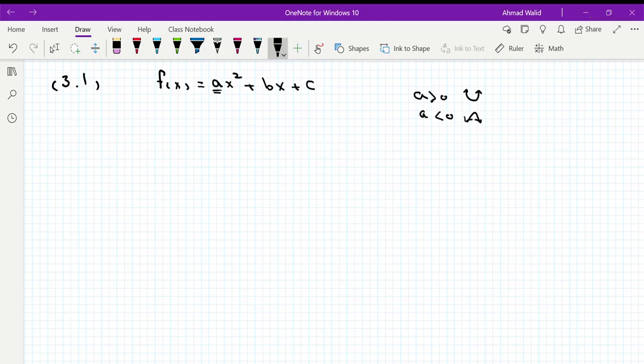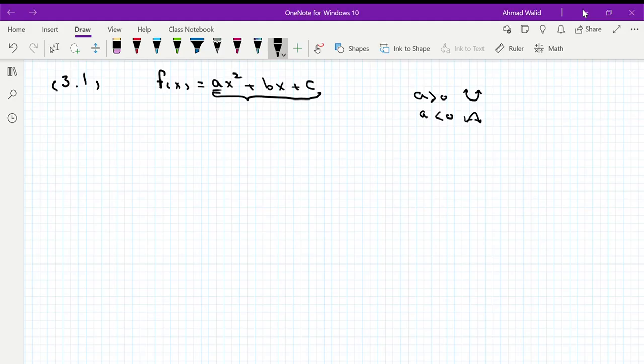Now, there is a small proof in your book to find the vertex formula. I don't want to do the proof here for you, but if you wish to do it, it's really easy. Do a completing the square on the left side of this function. And at the end, you can find the vertex formula. Why am I not doing the proof here for you? Because I don't want to make you confused. Okay?